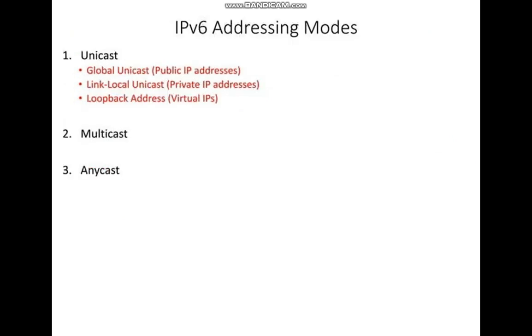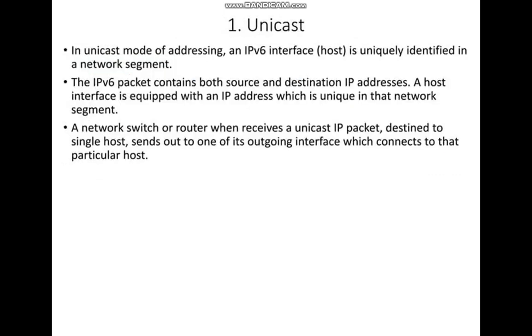IP version 6 addressing modes: unicast, global unicast, link local unicast, and loopback addresses. In unicast mode of addressing, an IP version 6 interface is uniquely identified in the network. The IP version 6 packet contains both source and destination IP addresses. A host interface is equipped with an IP address which is unique in that network segment. When a network switch or router receives a unicast IP packet, destined to a host, it sends it out on its outgoing interface which connects to that particular host.